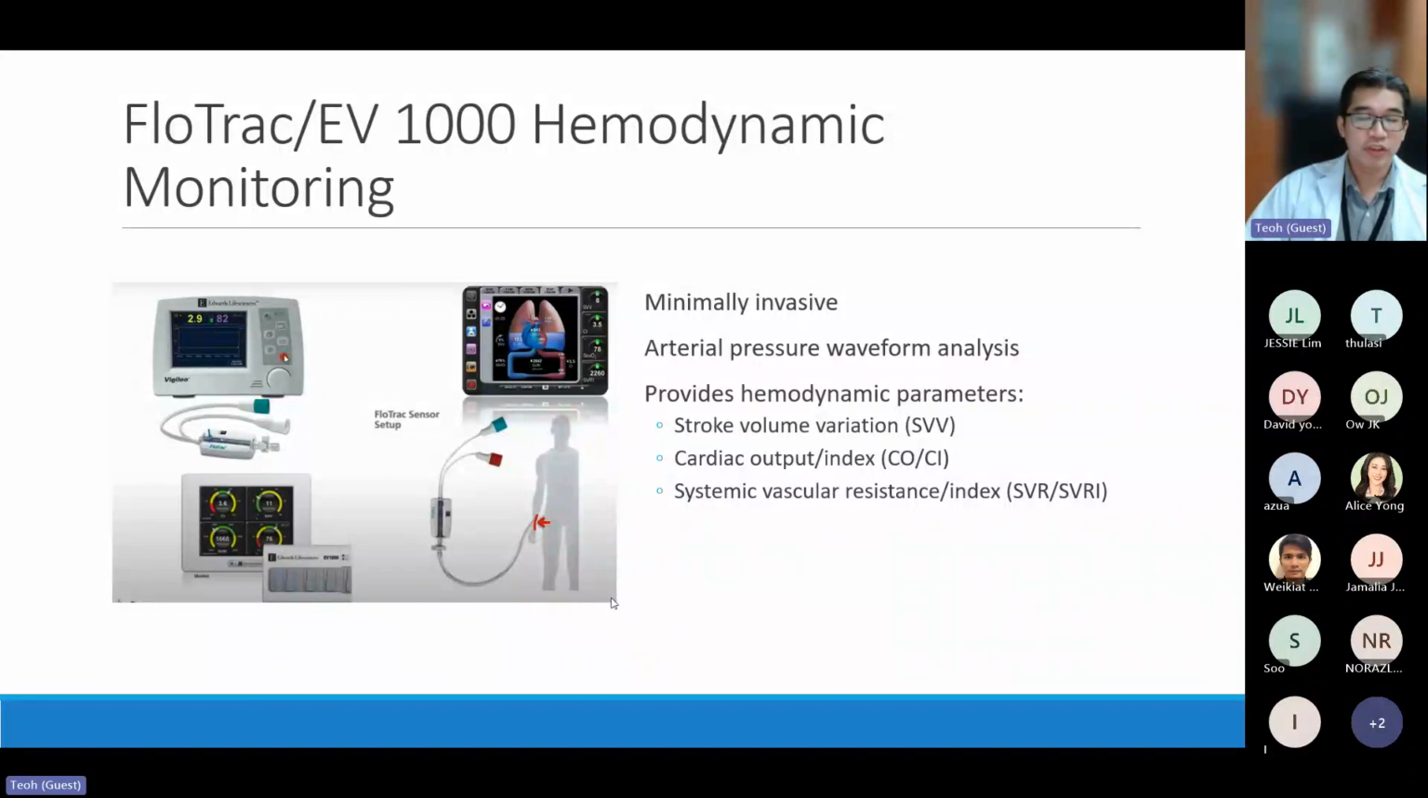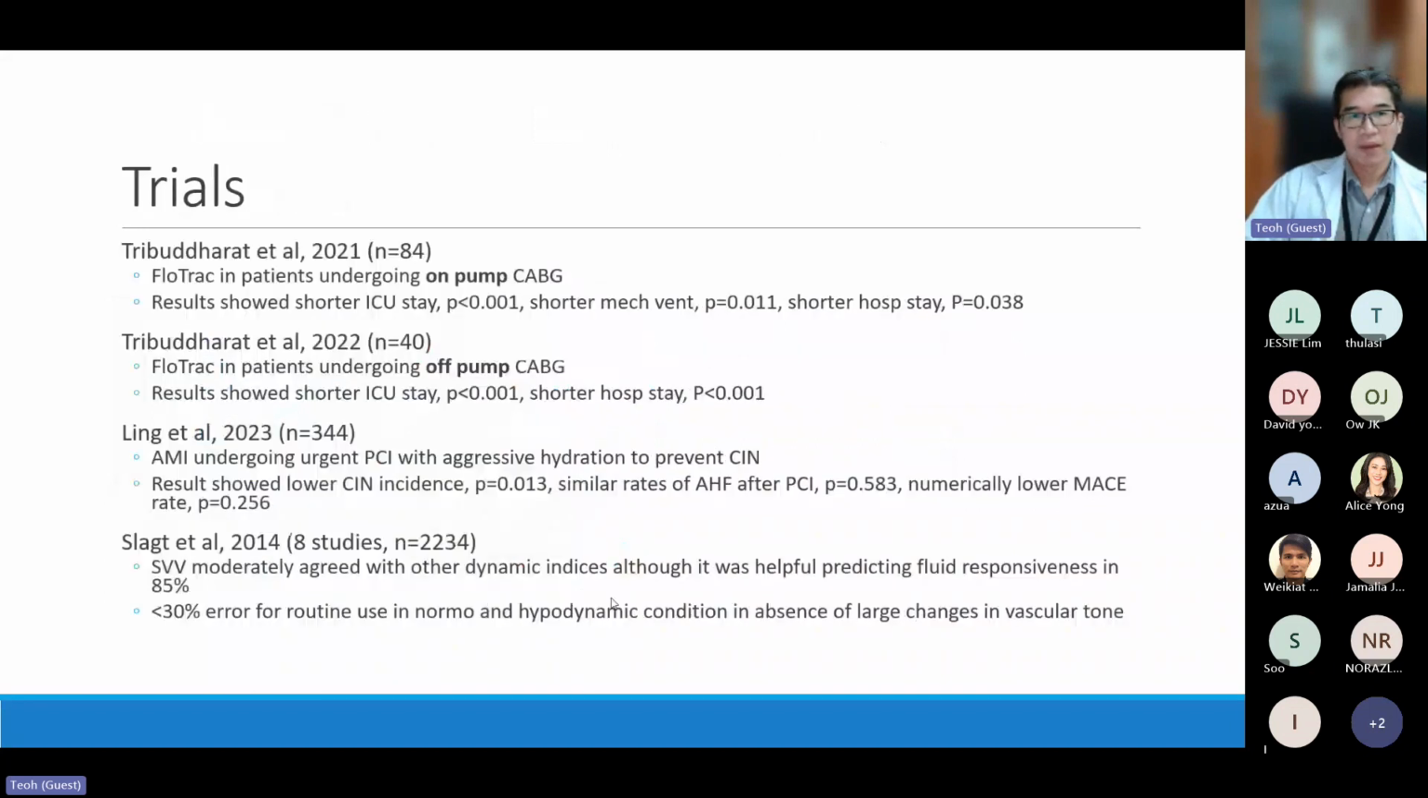And with the stroke volume relation, you can determine whether the patient is fluid responsive or not. And because you can estimate the stroke volume, you can also estimate the cardiac output from the stroke volume calculations. And if you put in the CVP, then it can provide more information, which is the systemic vascular resistance. And these are all the trials being conducted for the FloTrac.